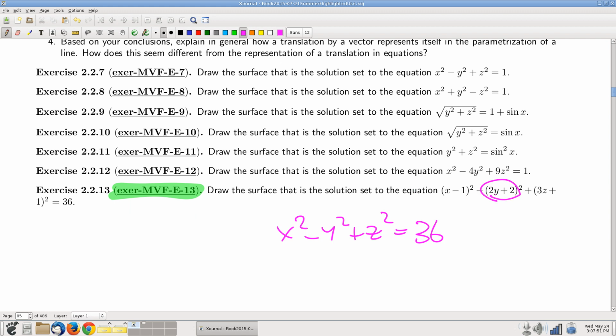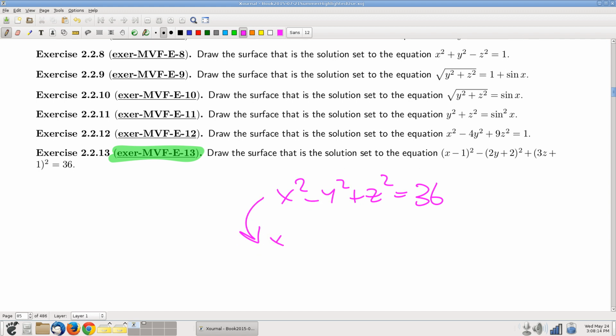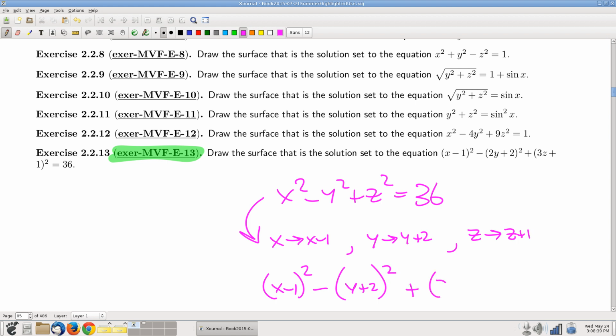When you have something like this, that's going to involve a stretch in the y direction, but it's also clearly going to involve a translation. You can go in various different orders, and there are various pros and cons. In this case, I want to do the translations all at once, because they're easy to do all at once. So I'm going to first replace x with x minus 1, y with y plus 2, and z with z plus 1, all at the same time, thus giving me x minus 1 quantity squared minus y plus 2 quantity squared plus z plus 1 quantity squared equals 36.